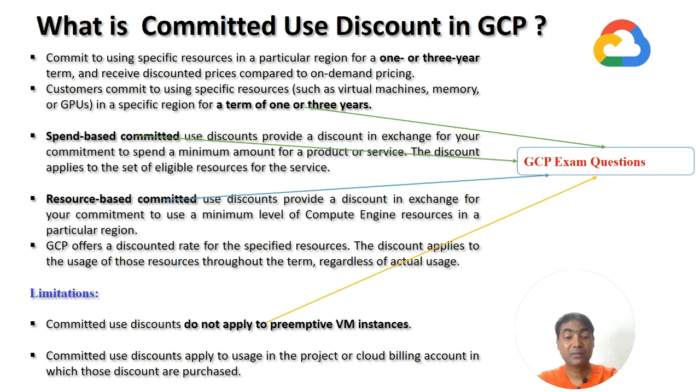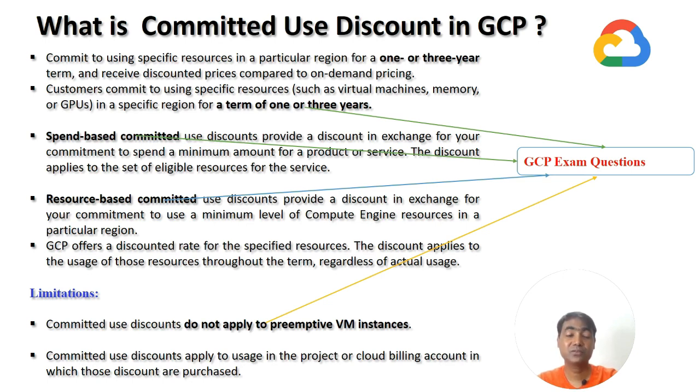Committed use discounts apply to a wide range of resources including virtual machines, memory and GPUs. The commitment is tied to a specific region and the discounted pricing only applies to usage within that region. GCP automatically applies the committed use discount to the specified resources, so customers do not need to manually track or apply the discount. Customers can view their committed use contract details including usage and billing information.